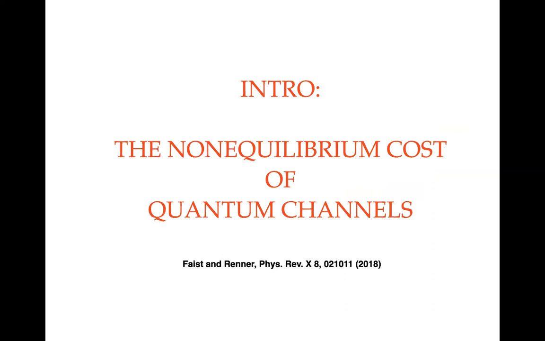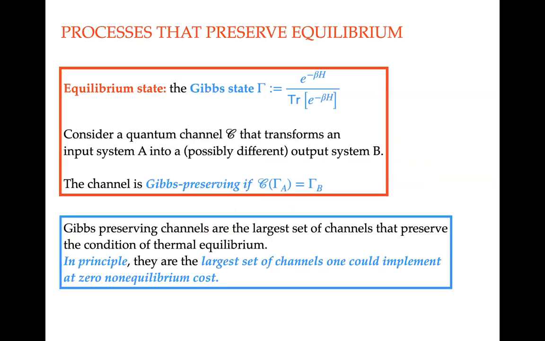The first topic that I will cover here is a review of work done by others, specifically by Faist and Renner in this PRX paper mostly. So this will be a review part of the talk, to introduce the resource theoretic framework that we adopted, that was actually developed by them in this paper. So a few obvious definitions.